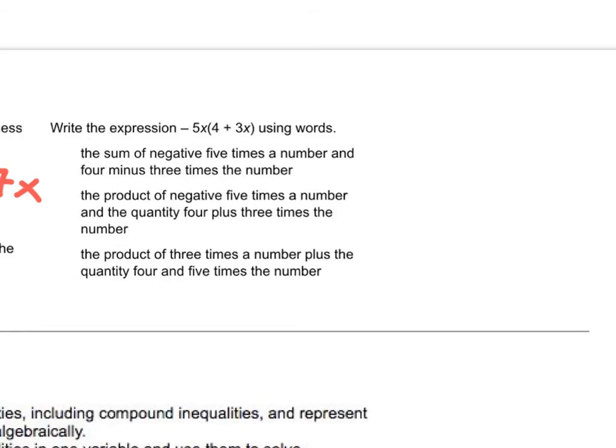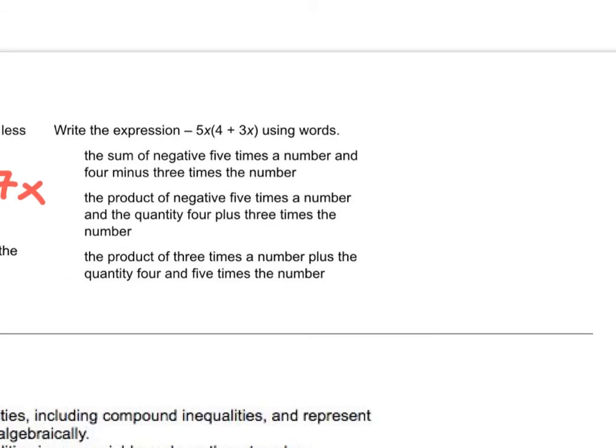Okay. Write the expression using words. So negative 5x times the quantity 4 plus 3x. We have to write that out? Yeah. All right, hold on. Let me finish this. Sum of a negative 5 times the number. Okay, hold on. You got this. So then, what's that? Okay, it's okay.